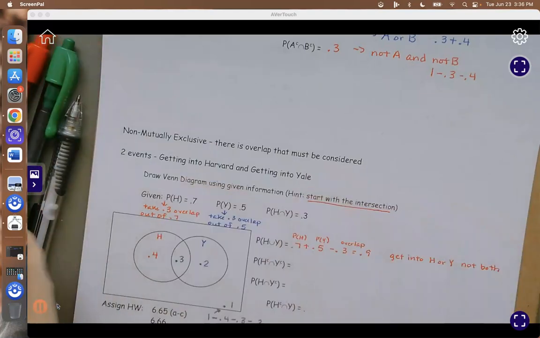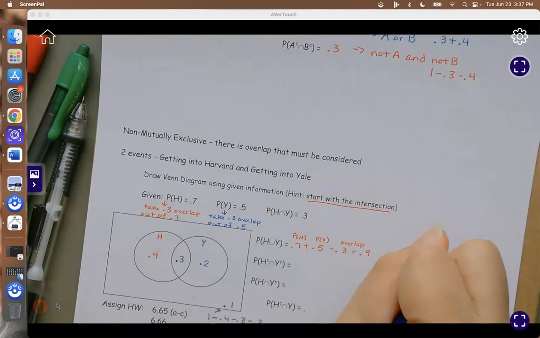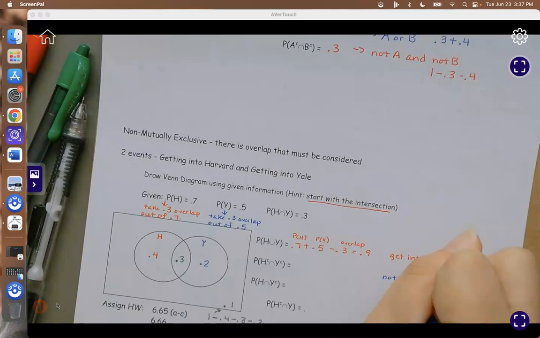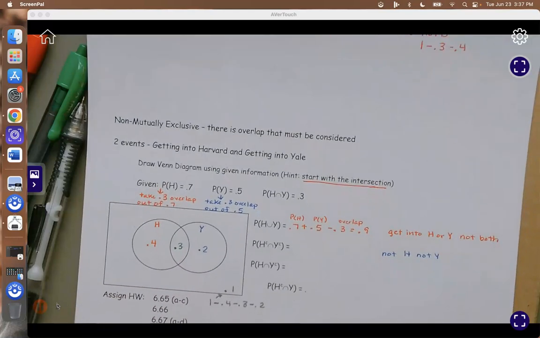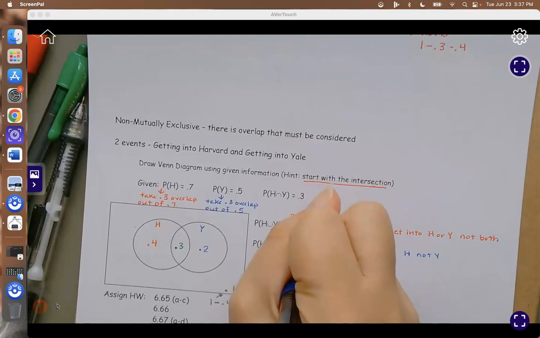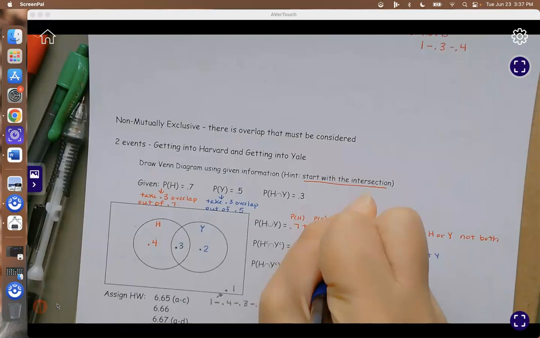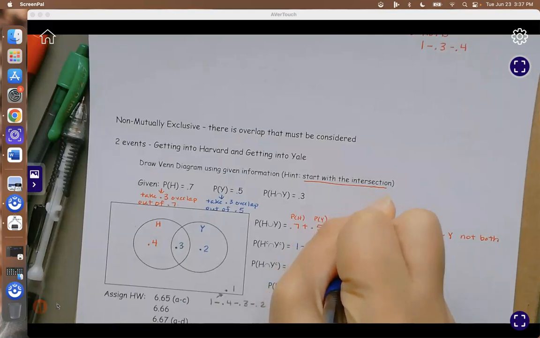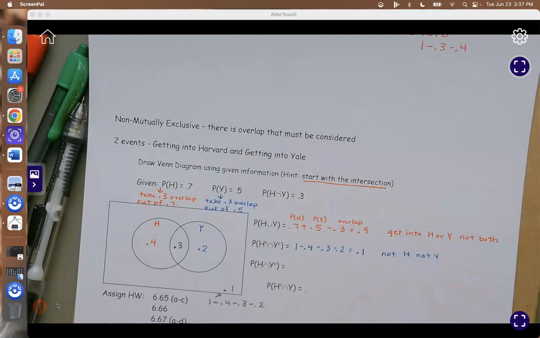Okay, so the next one is not Harvard, not Yale. Okay, so that means you're looking at this piece out here. So you're going to take off the 1 minus the 0.4 minus the 0.3 minus the 0.2. And that's going to give you 0.1.